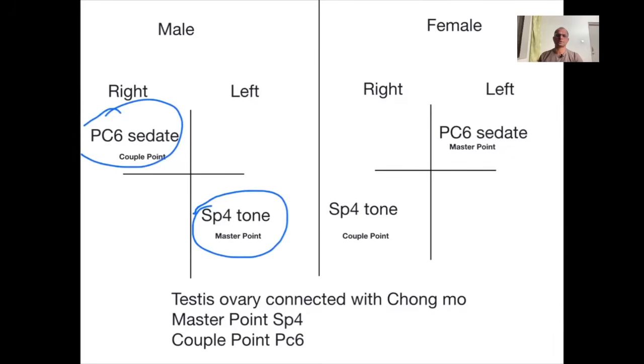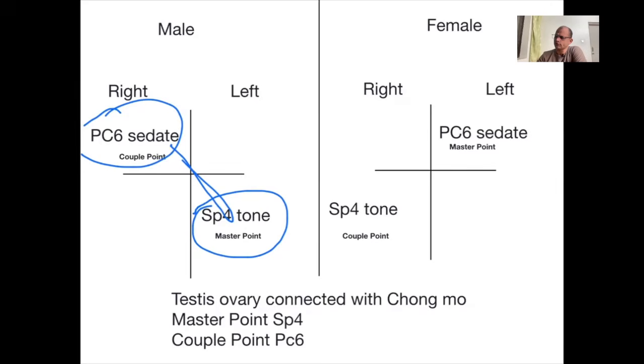If we want to balance the male sex hormone, we want to improve the fertility of the male. We want to work on the erectile dysfunction for the male. If we want to work on any type of sexual problems of the male, we can use spleen 4 and pericardium 6.